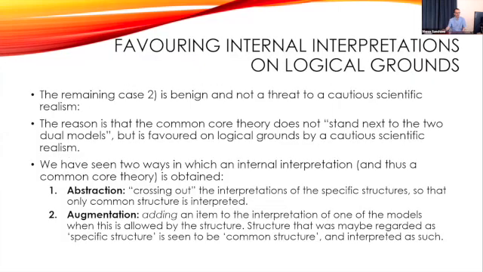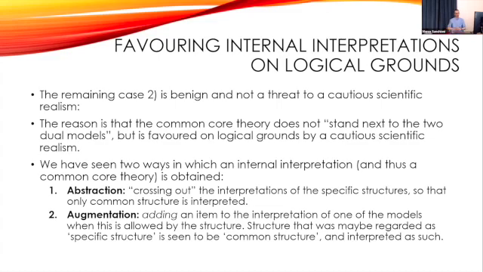Okay, so what I want to argue is that the remaining cases that we get after these considerations are actually benign cases of underdetermination. They are not a threat to scientific realism. That is because I would like to argue that internal interpretations are favored on logical grounds. So if we are confronted with a case of dualities and a potential underdetermination, nevertheless, we have logical grounds to prefer the internal interpretation. Let's look at how we defined the internal interpretation.